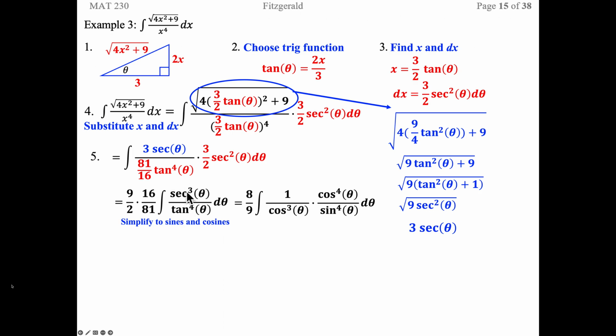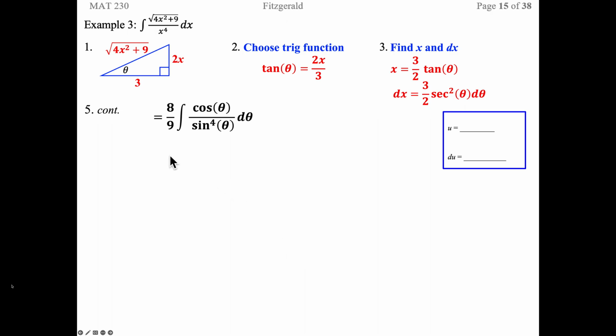My secant cubed theta, secant is 1 over cosine cubed theta. 1 over tangent theta to the 4th power is cotangent theta to the 4th if I move it up to the top by the reciprocal identity. And cotangent is cosine over sine. Now we can cancel. So I get cosine theta over sine to the 4th theta. And so I need a little more room, so I'm going to take this to the next slide. So here I have cosine is to an odd power.